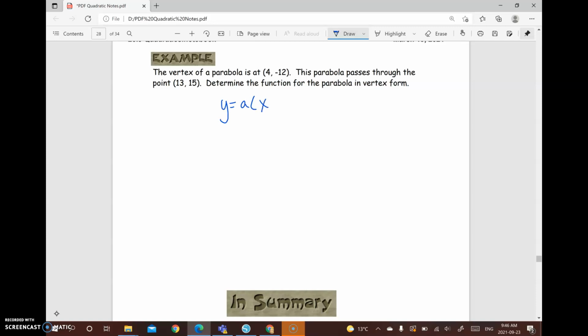So I'll put the vertex in. The p value needs to be opposite, so I'm going to write it as a negative 4. And then I'm going to replace my y and my x with that point value. So y is 15, x is 13. And then get a by itself.